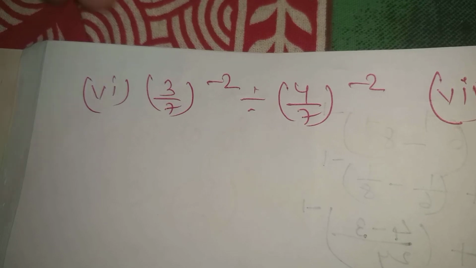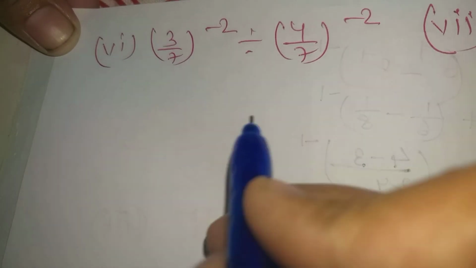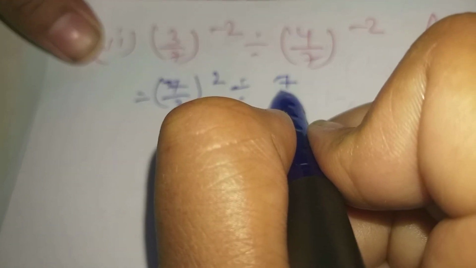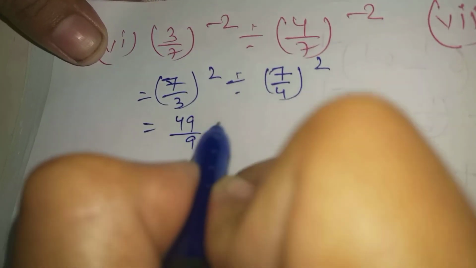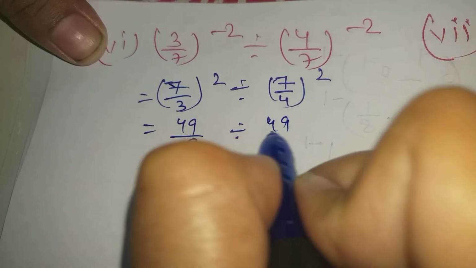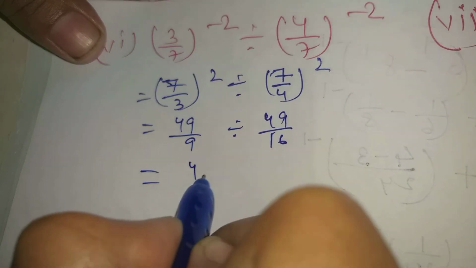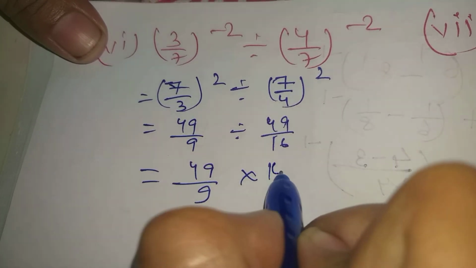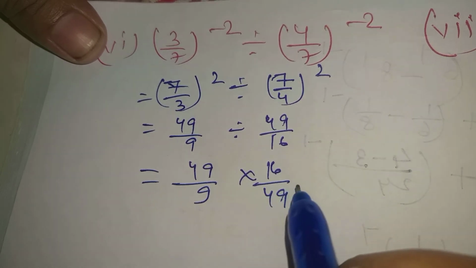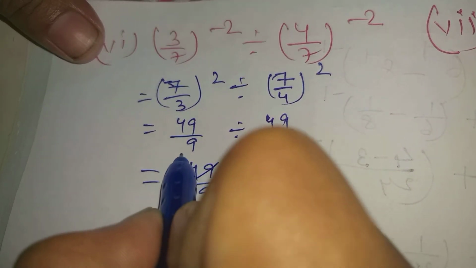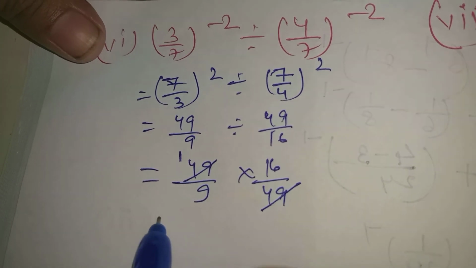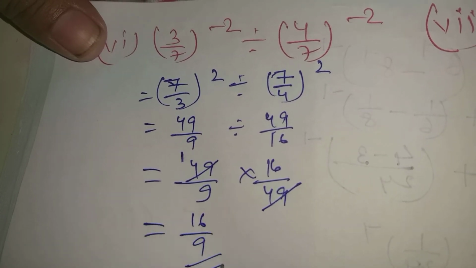Okay, now look at question number 6. It is 3 by 7 to the power minus 2. Then it will be 7 by 3 square, divided by 4 by 7 to the power minus 2, that means 7 by 4 square. 7 by 3 square will be 49 by 9, divided by 7 by 4 square, which will be 49 by 16. Then 49 by 9 into 16 by 49. Then 49 and 49 will be cancelled once. Then you may write 16 by 9 as your answer.